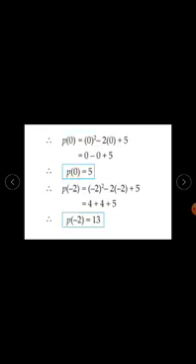So for this polynomial, p of 1 is 4, p of 0 is 5 and p of minus 2 is 13. Students, the third sub question is homework.